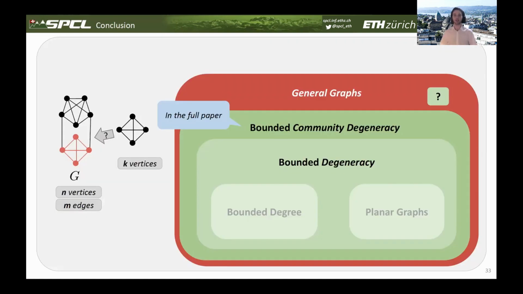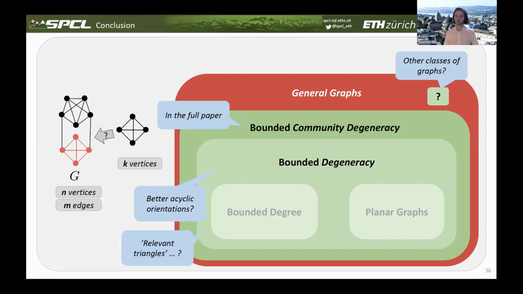In this presentation, I have focused on graphs with low degeneracy. In the paper, we also consider a generalization of degeneracy called community degeneracy. And for graphs of this family, we provide a similar work-depth trade-off. It remains an open question to find the best work trade-off in both families of graphs. We think that it might still be possible to improve the work bound for these kinds of families of graphs by maybe extending the ideas that we have. Finally, it's always interesting to consider questions of which families we can really compute cliques efficiently in.